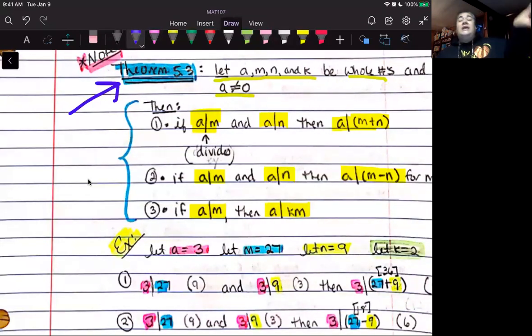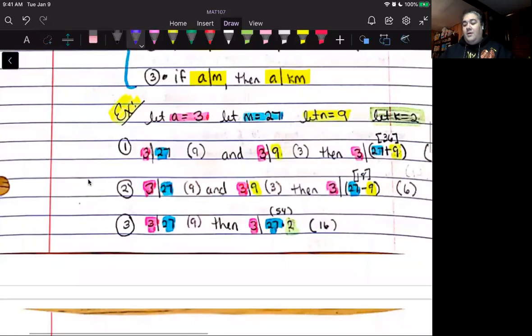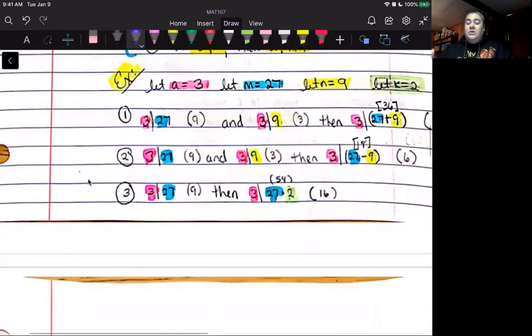So if a goes into m evenly and a goes into n evenly, then a will go into the sum of them evenly. And if a goes into m and a goes into n evenly, meaning it divides with a 0 remainder, then a will also divide into the difference of them evenly with a 0 remainder. And the same thing is true: if a goes into m evenly, then a will also divide evenly into any multiple of m. So let's think of it that way, because I think that's less confusing, and my apologies for initially not making it that clear.